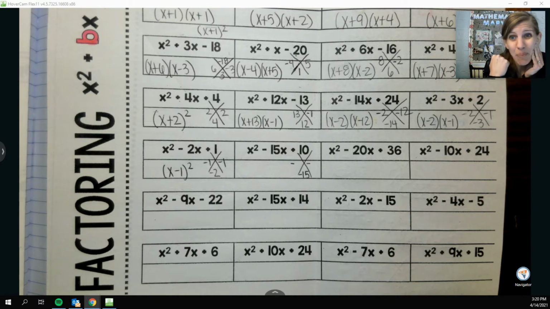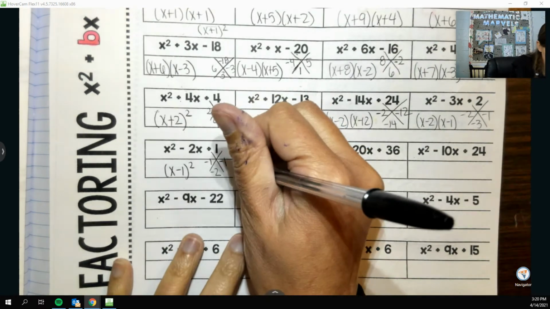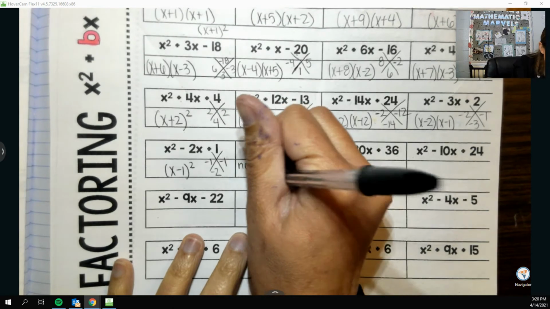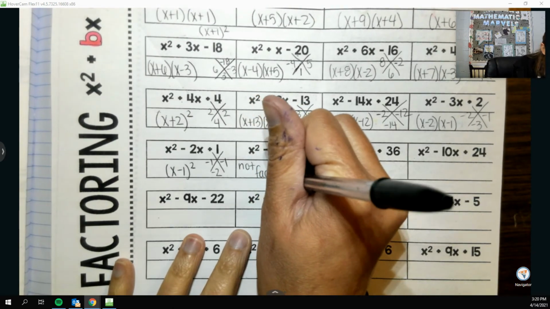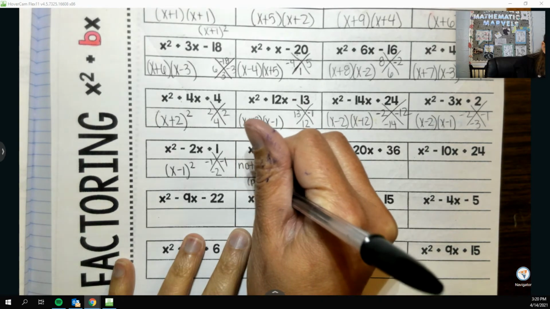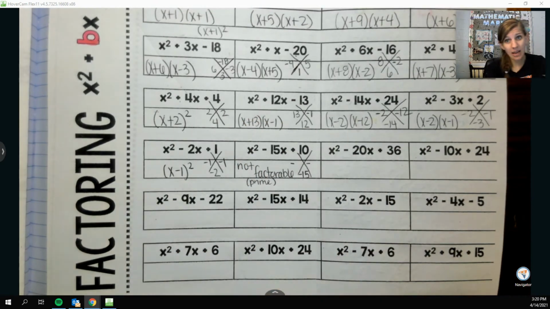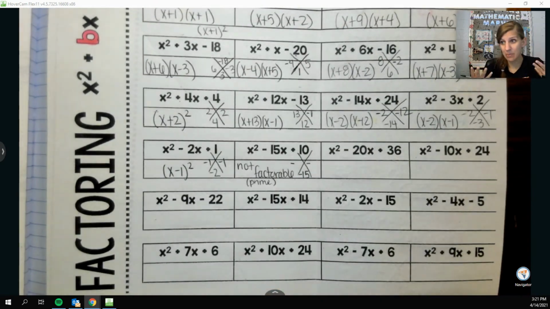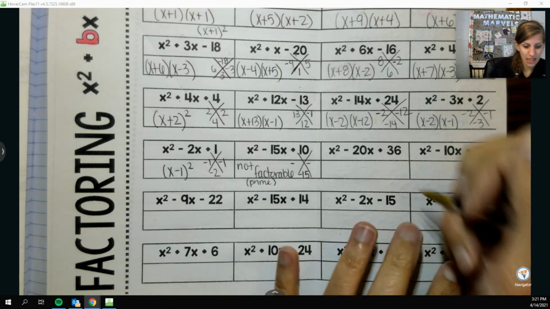And so it could happen that none of the factors of 10 will add up to the bottom number. So we say that that is not factorable, or you can call that prime. Because if I'm not able to split something up, then that is a prime number. So either one of those answers is fine. That is sneaky stuff. On to the next.